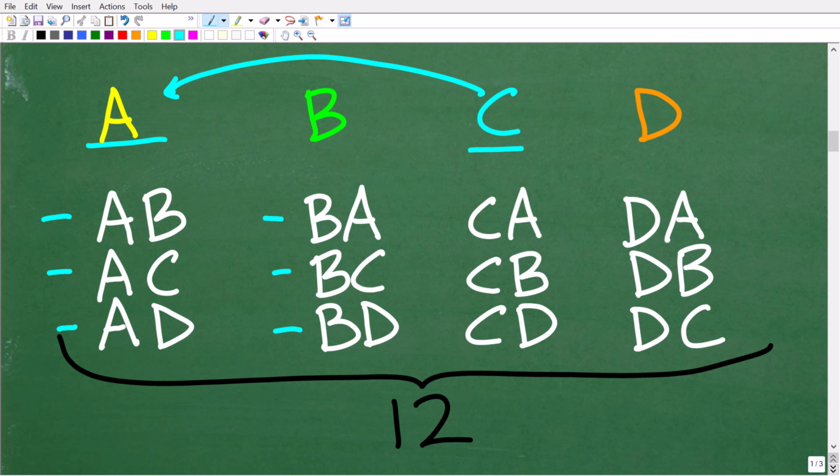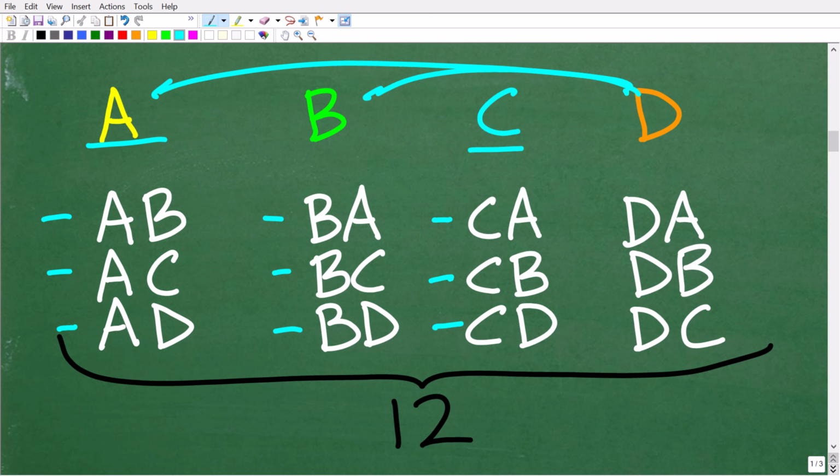So C can shake hands with A, B, and D. So we'll list those handshakes out. So CA, and CB, and CD. And then finally we have person D, and they can shake hands with A, B, and C. So we have DA, DB, and DC as these handshakes. So we have 4 columns of 3, or 3 times 4, which of course is 12. All right, so we have 12 total handshakes here, but what is the problem?